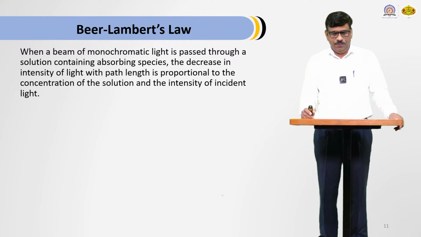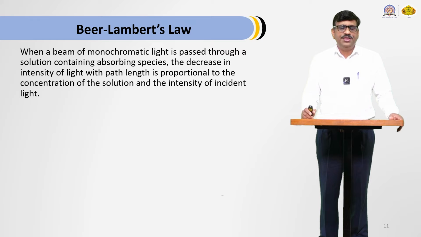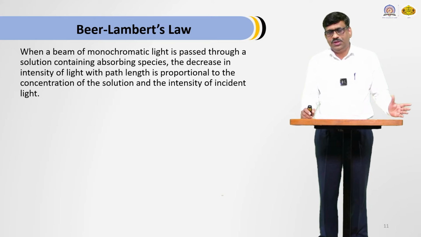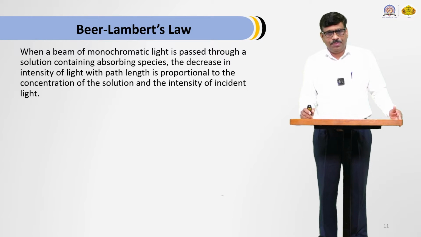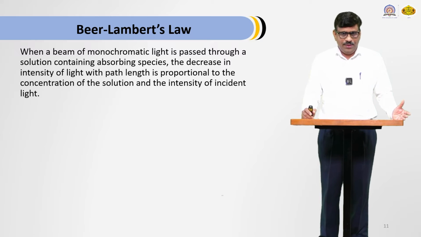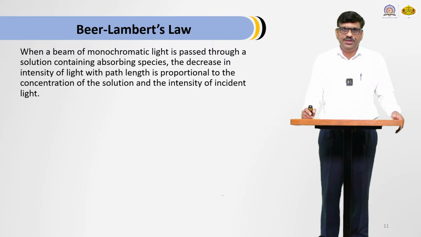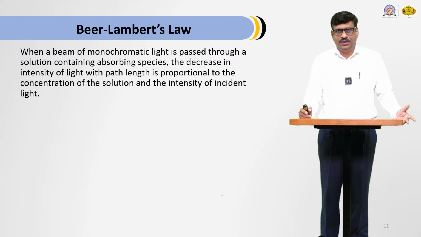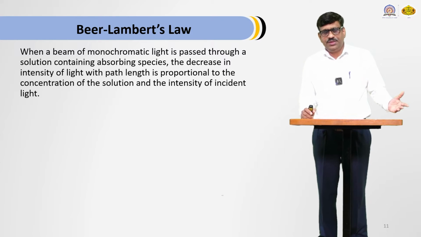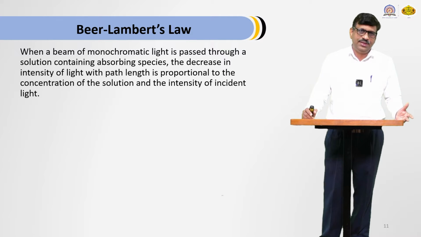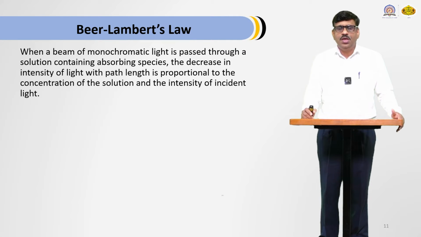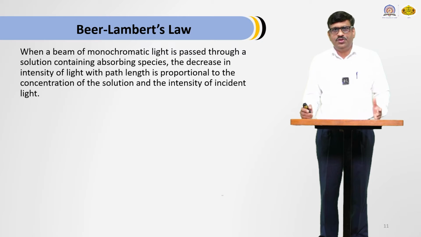Now, Beer-Lambert law. In analytical chemistry, we have already seen what is Beer's law and what is Lambert's law. We have also seen combined Beer-Lambert law. According to Lambert's law, decrease in intensity of incident radiation is directly proportional to the path length of the cell. According to Beer's law, decrease in intensity of incident radiation is directly proportional to the concentration of the solution or the molecules which are present in the path length of the solution.